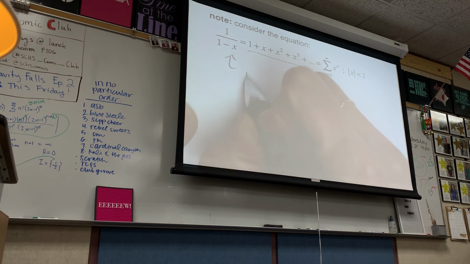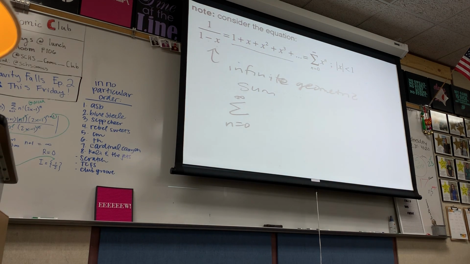All right. So the infinite geometric sum: if you have a series where it's x to the n, then according to a1 over 1 minus r, you would get 1 over 1 minus x. This is going to be the sum, and this is the series.